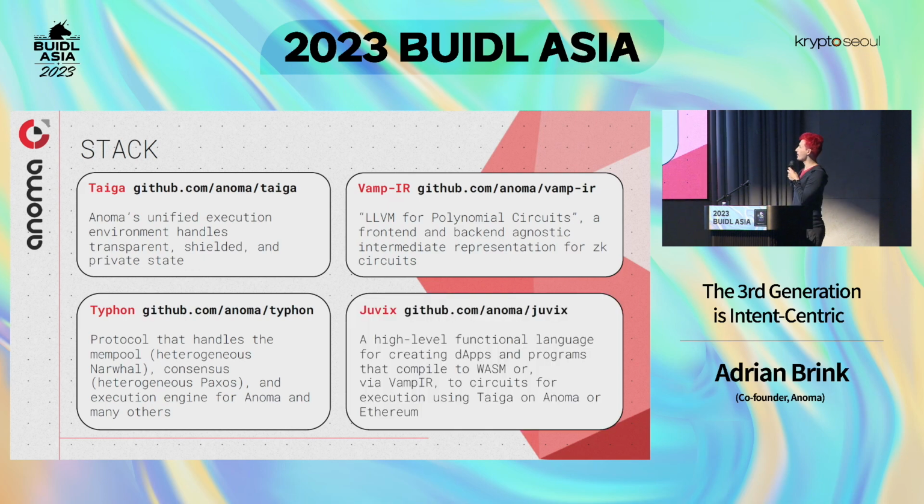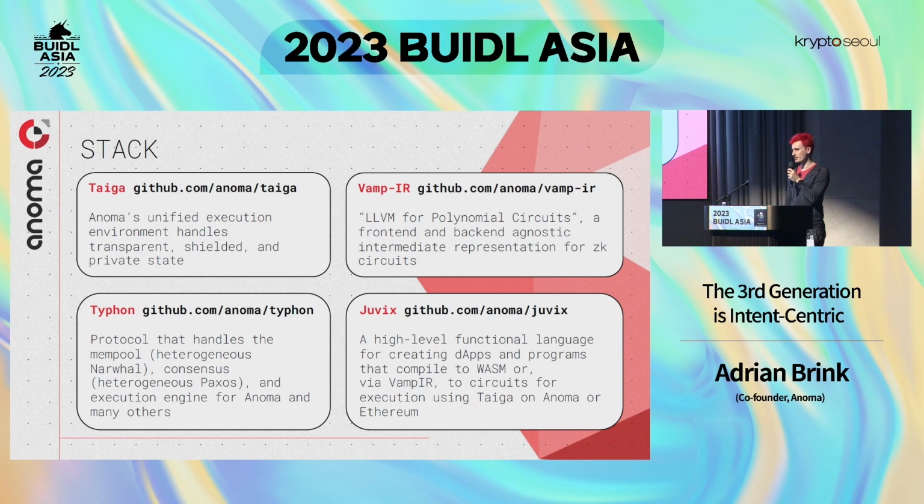And then we also have Juvix, which is actually one of the first languages that targets Vampire. So Juvix at a high level is a high-level functional programming language created for creating dApps and programs that compile both to WASM as well as to Vampire and circuits as a result. You can use Juvix via Vampire to write circuits for really arbitrary systems. Wherever you want to, you can execute specific proof systems. You can use Juvix to write programs for that.